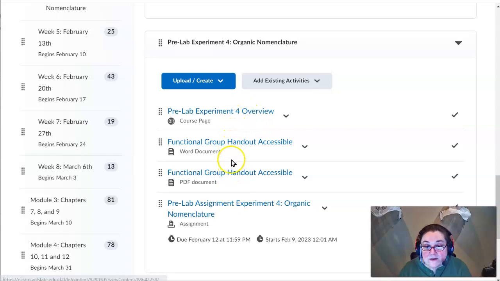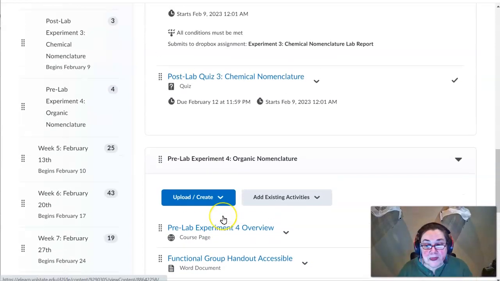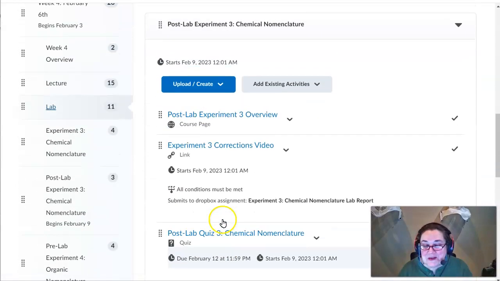There are handouts, again, a Word document or a PDF document, take your pick. You will turn in this pre-lab assignment for experiment 4, which we are doing next Wednesday night. Not this week Wednesday, but week 5 on Wednesday. So hopefully you're getting settled into the pattern.